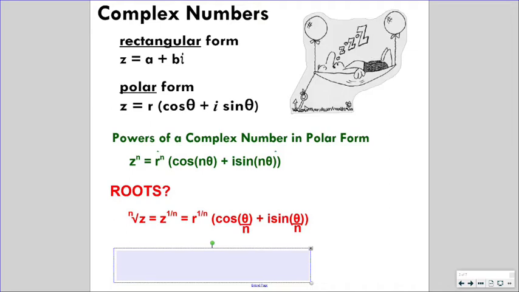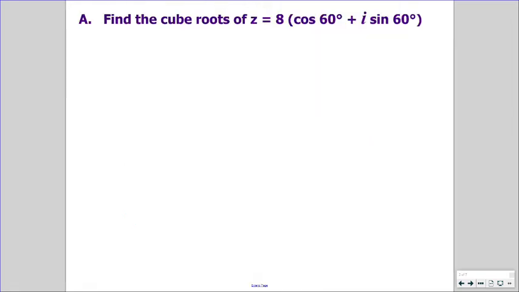Right? Okay, so let's do a couple of examples, and then you guys can get started on your homework. So find the cube roots of this polar complex number, 8 times the quantity cosine 60 plus i sine 60. We do have an equation. That equation tells us that the cube root of z, which is what we're trying to do, is the same thing as taking z and raising it to the power of 1/3.